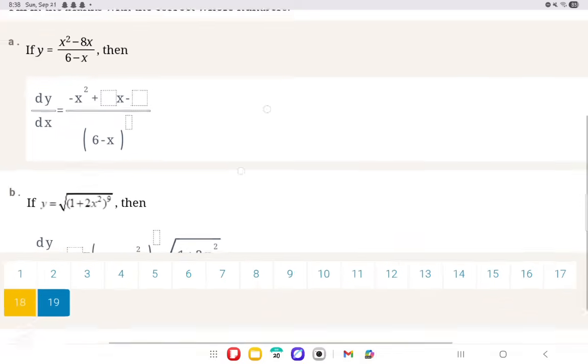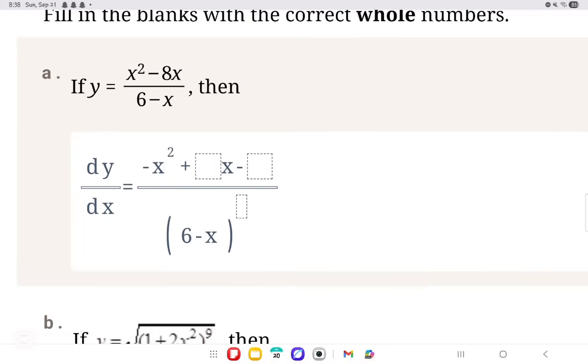Okay, this is not as complicated as the other one that was like, I don't know, 100 questions, 100 parts. But we still need to focus in this scenario. So what do we have over here? We have x squared minus 8x over 6 minus x. So there's two ways of doing this. I'm going to do the way that was taught, which is u over v, and I'll also do the other way.